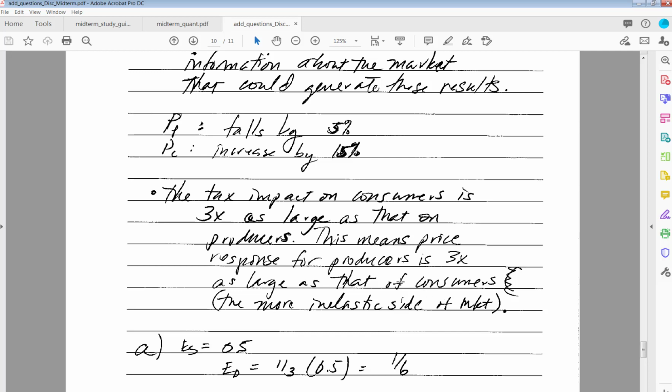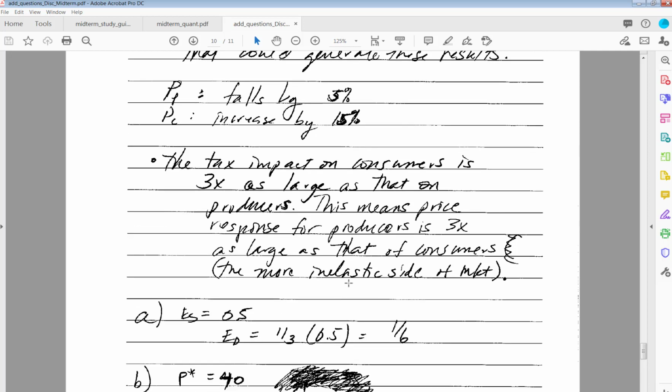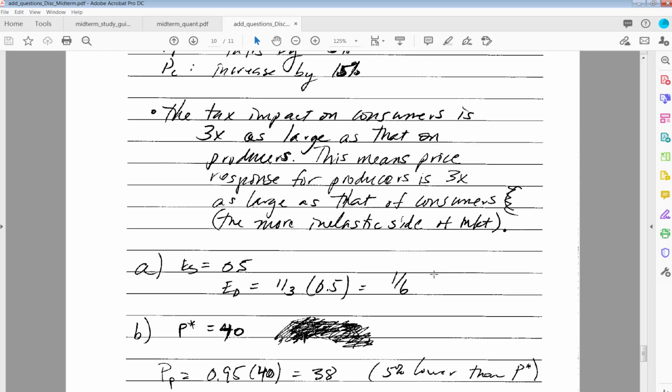Okay, and with that, you can get to question A right away, and it says if the elasticity for supply is 0.5, what would the elasticity of demand be? Well, the demand elasticity needs to be 1/3 as large, or the supply elasticity needs to be 3 times the demand elasticity. And so if you multiply 1/3 times 1/2, you get 1/6. Nothing too special about that.